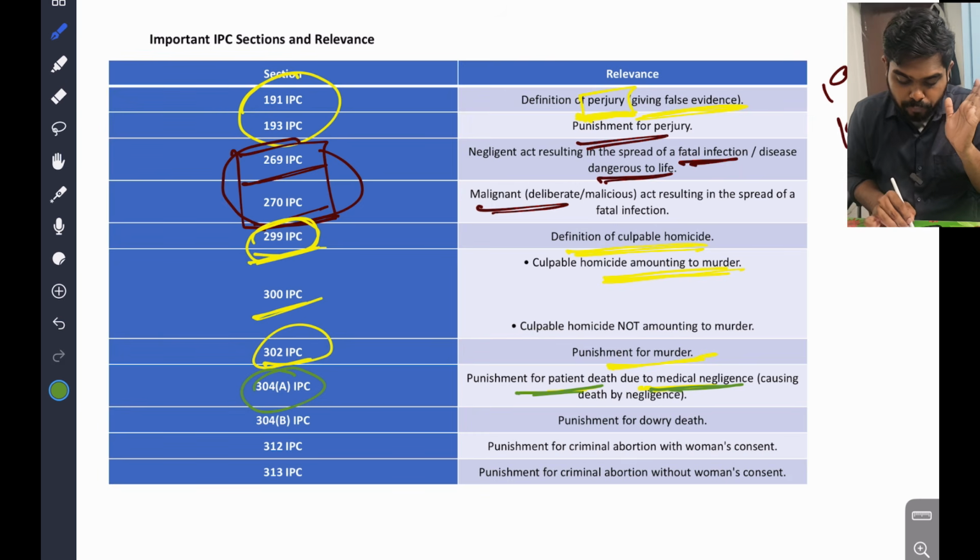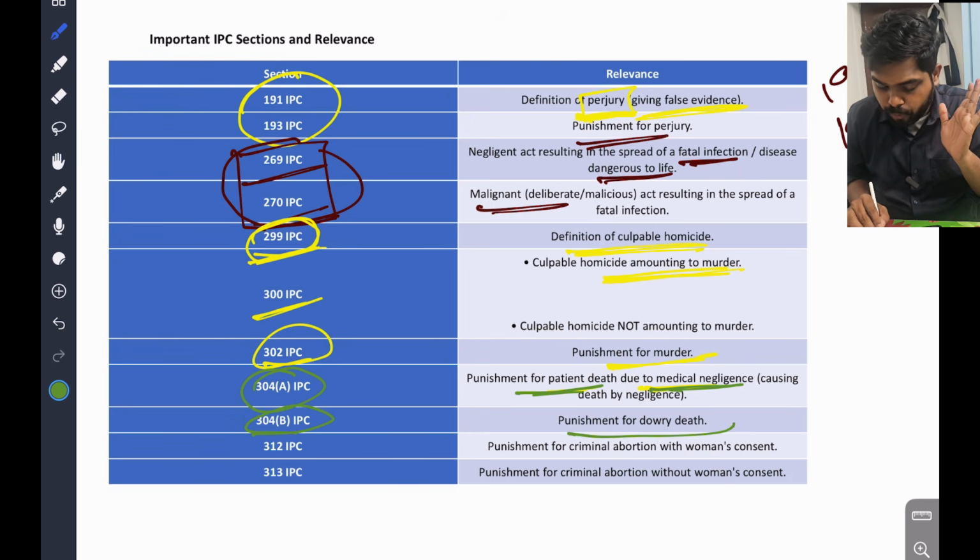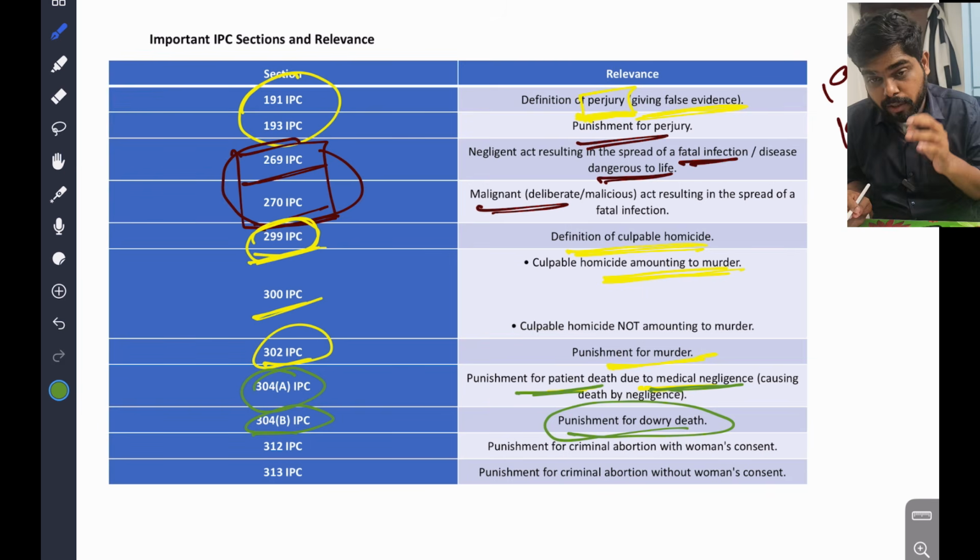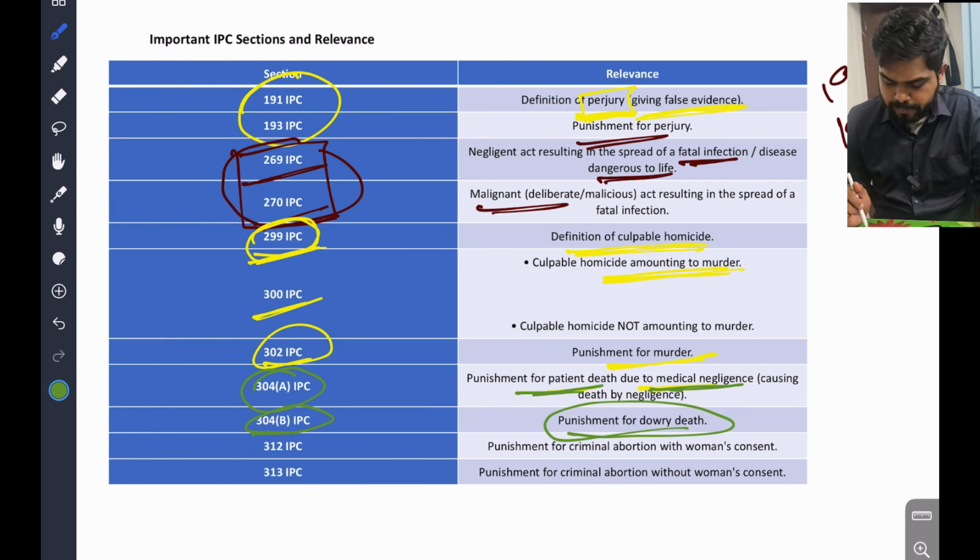And 304B, punishment for dowry death. Dowry death, very, very important. 304B is dowry death, 304A is due to medical negligence. So 304A is for doctors who commit medical negligence and the patient dies. 304B is for doctors who take dowry and kill their wife. This has happened multiple times. Especially, I am from Kerala. There are many dowry deaths and it is happening everywhere in India. That is very important.